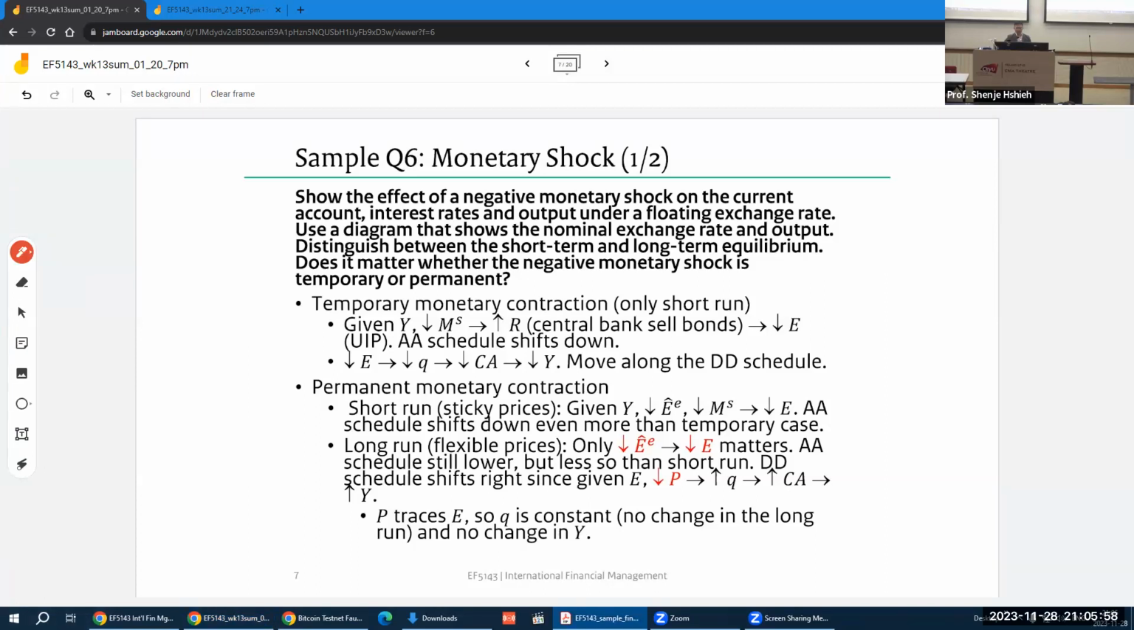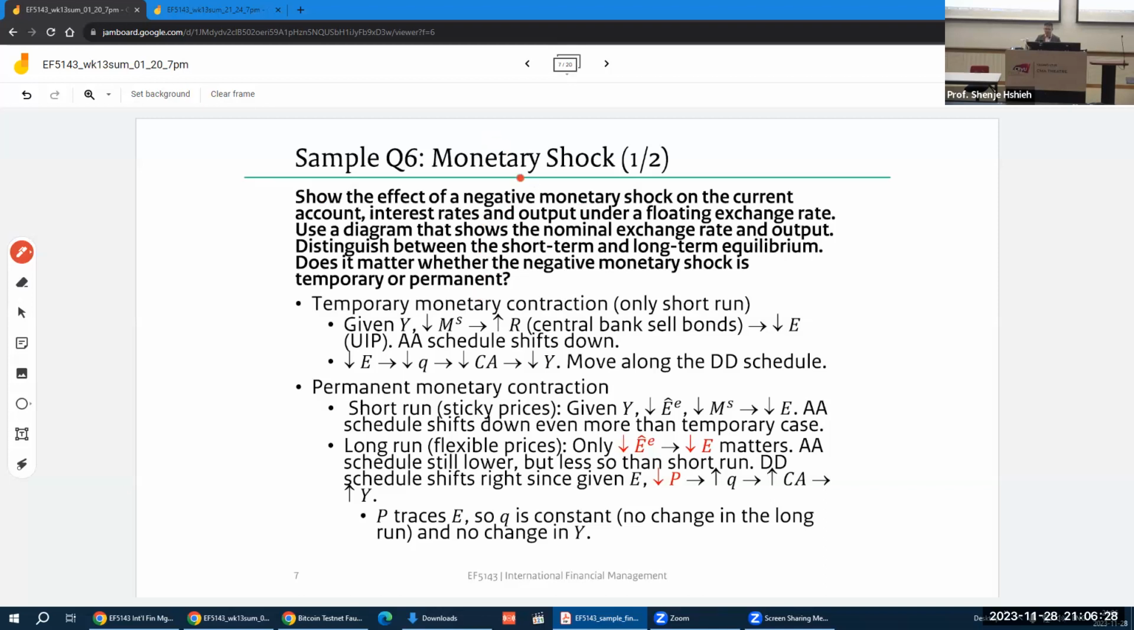All right. Question 6, monetary shock. So there's some short run, long run analysis. This question wants us to show the effect of a negative monetary shock on the current account, interest rates, and output under a floating exchange rate, using a diagram that shows nominal exchange rate and output, distinguishing between short and long-term equilibrium. Does it matter whether the negative monetary policy shock is temporary or permanent?